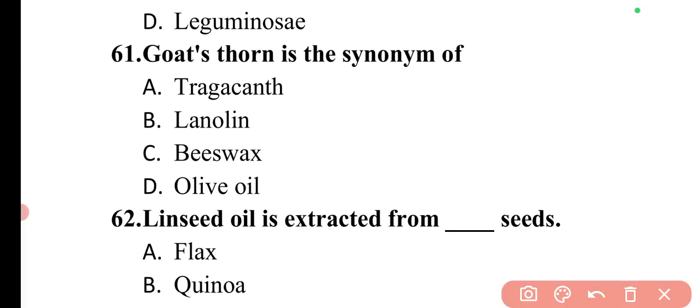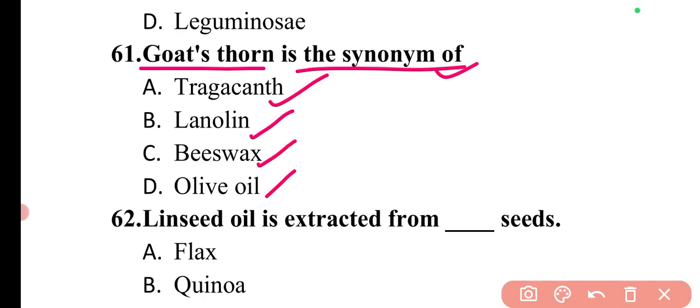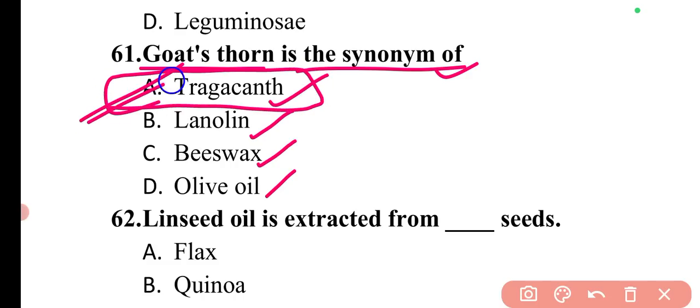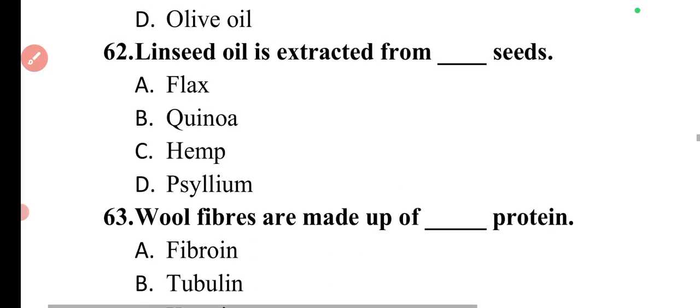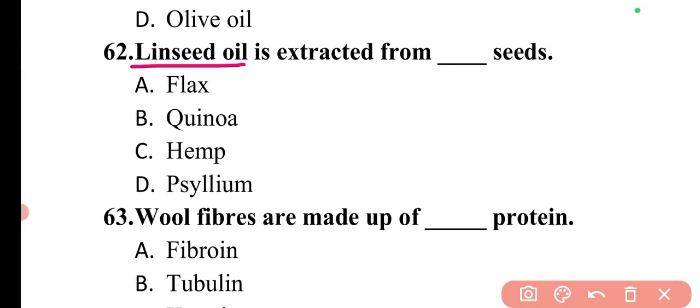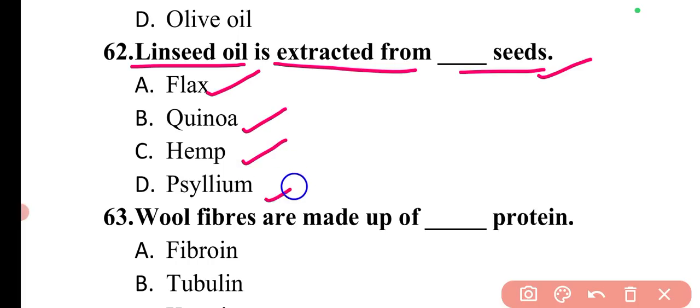Next question is goat's thorn is the synonym of. Options are Tragacanth, Lanolin, beeswax, olive oil. And the correct answer is option number A, Tragacanth. Next question is linseed oil is extracted from dash seeds. Options are flax, quinoa, hemp, or psyllium. And the correct answer is option number A, flax.